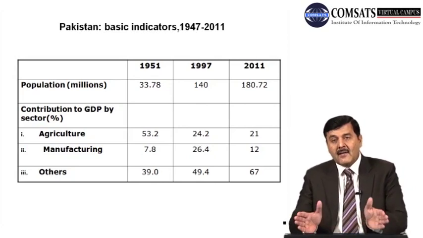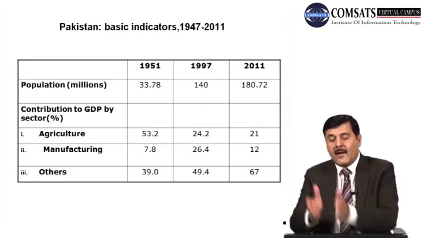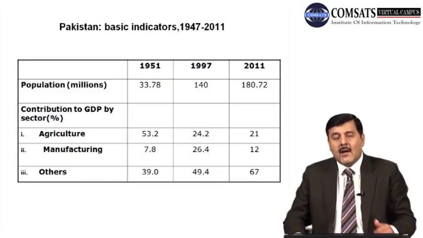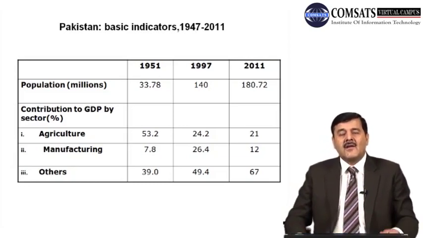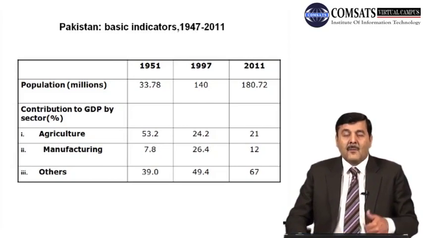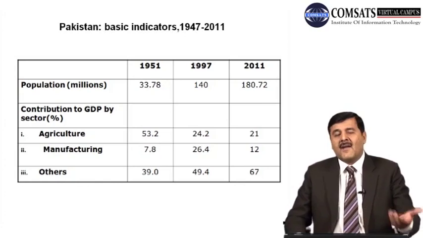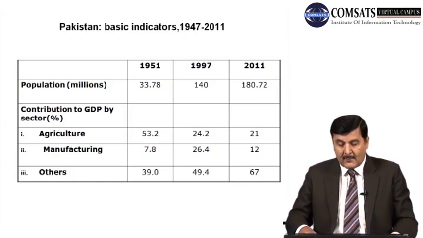So if you compare the situation in 1951 and 2011, you can see that the major contribution in GDP growth in Pakistan economy is by other sectors like service sector, industrial sector and so on, not by the agriculture sector in Pakistan economy.